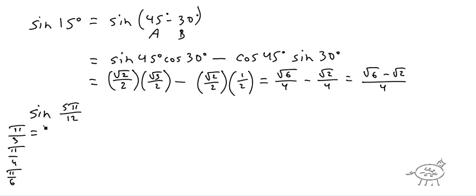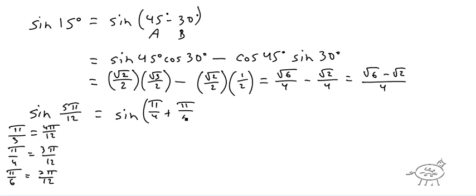And pi over 3 is 4 pi over 12. Pi over 4 is 3 pi over 12. And pi over 6 is 2 pi over 12. So 5 pi over 12 is going to be a combination of pi over 4 plus pi over 6. So that's sine of pi over 4 plus pi over 6. That gives me 5 pi over 12.